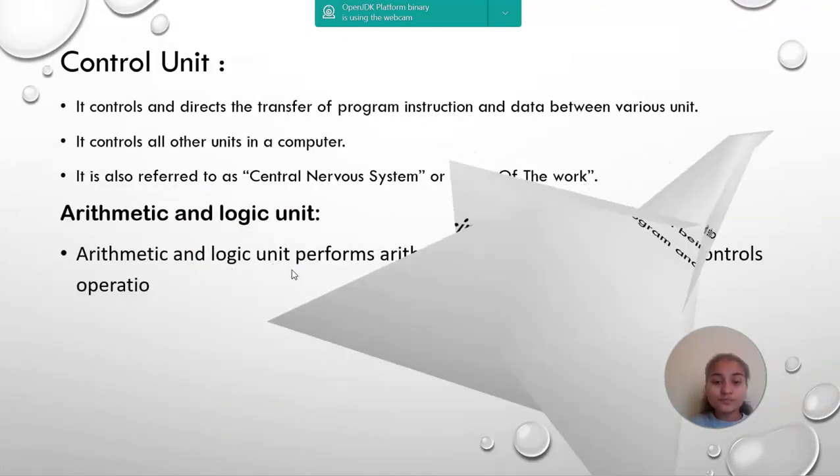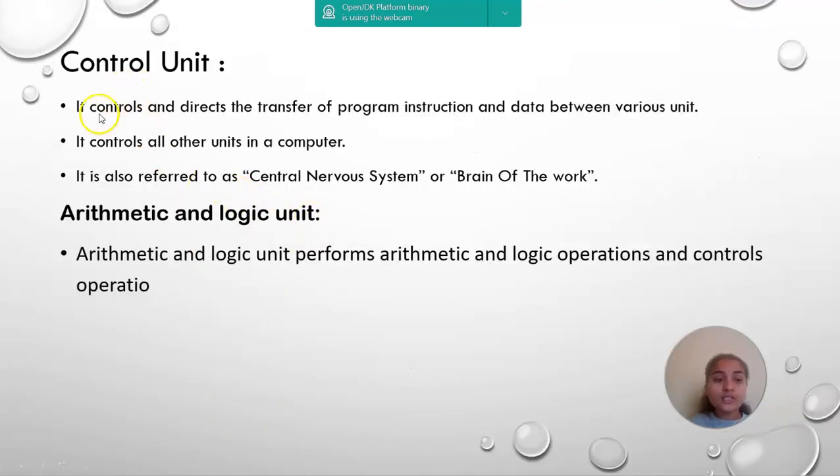Now, control unit. It controls all directed transfers of program instructions and data between various units. It controls all other units of a computer. It is also referred to as the central nervous system or brain of the computer.